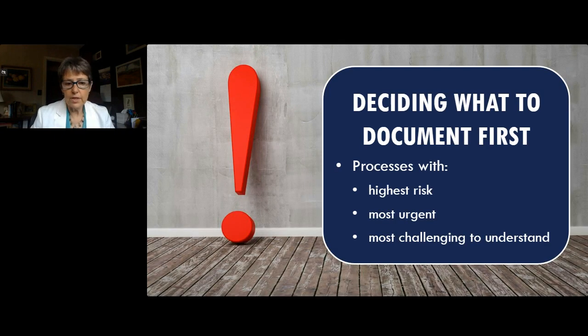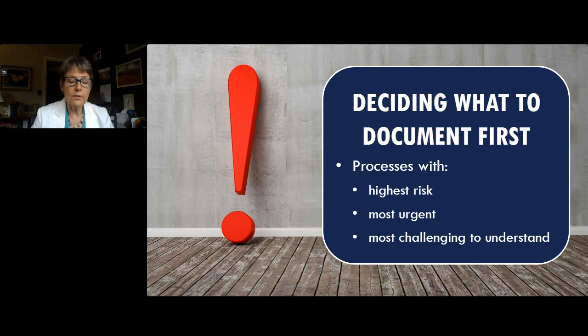You should be looking for processes that have the highest risk to your organization. If this process didn't get done, what would happen? I mean, that's a question that you can ask. We need this process because if we don't get it done, we can't do financials, or we can't do the tax return, or we can't present this report. The urgent ones as well might be urgent because you have staff turnover coming up, and that might kick the documentation for that area into the forefront.